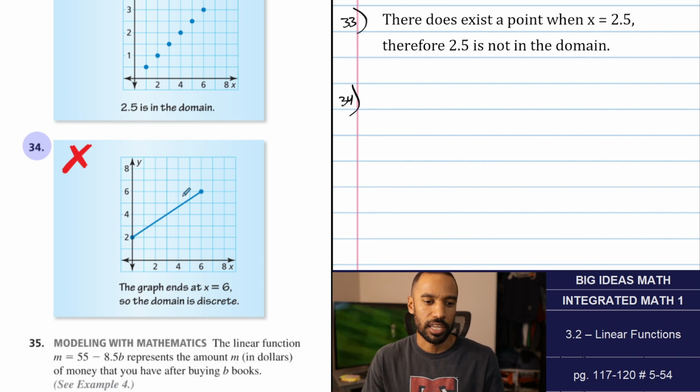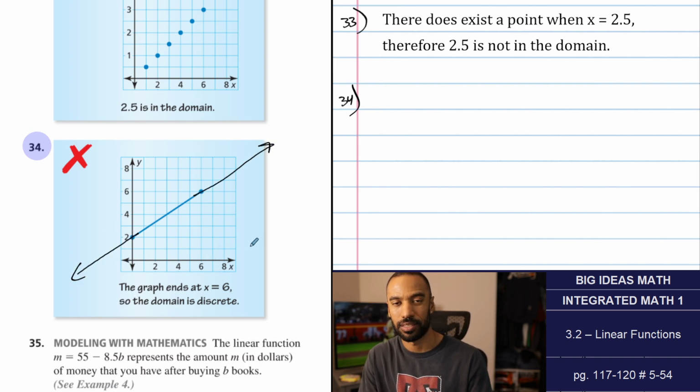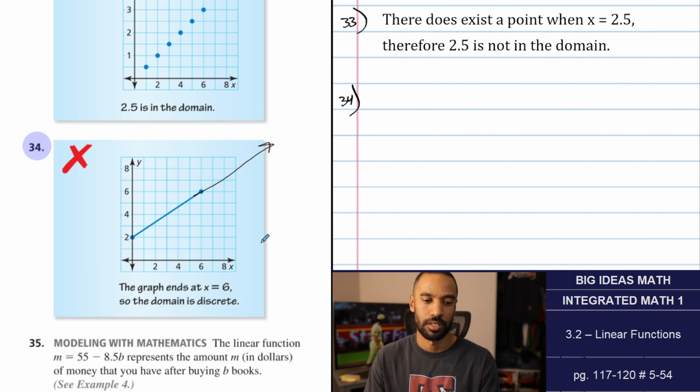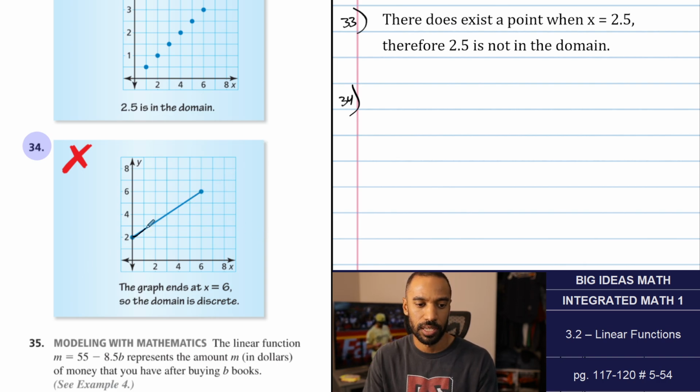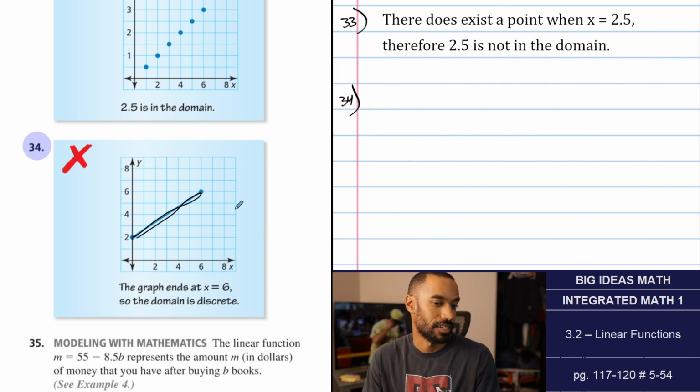And then they say this is not continuous, and I say, why is it not continuous? They say because it doesn't go on forever. That's not what continuous means. That's what continual means. Never ending. Continuous means never disconnected, if that makes sense.